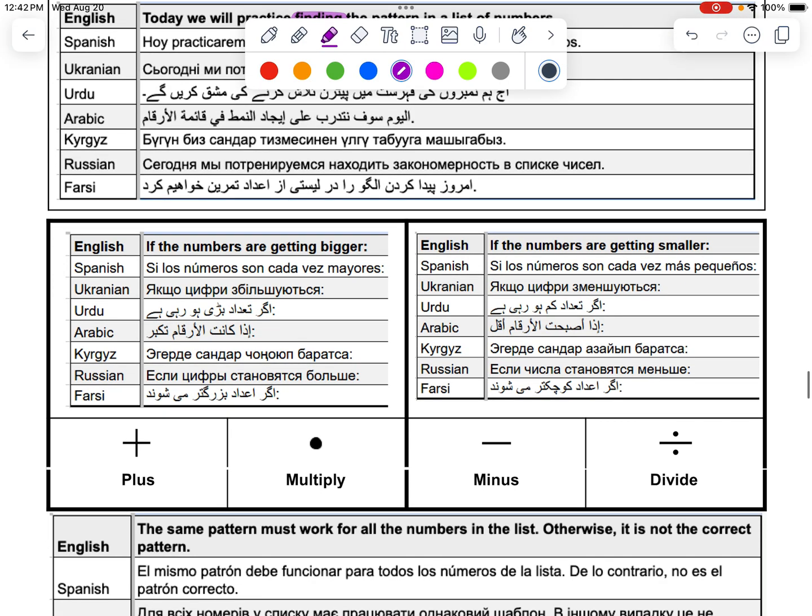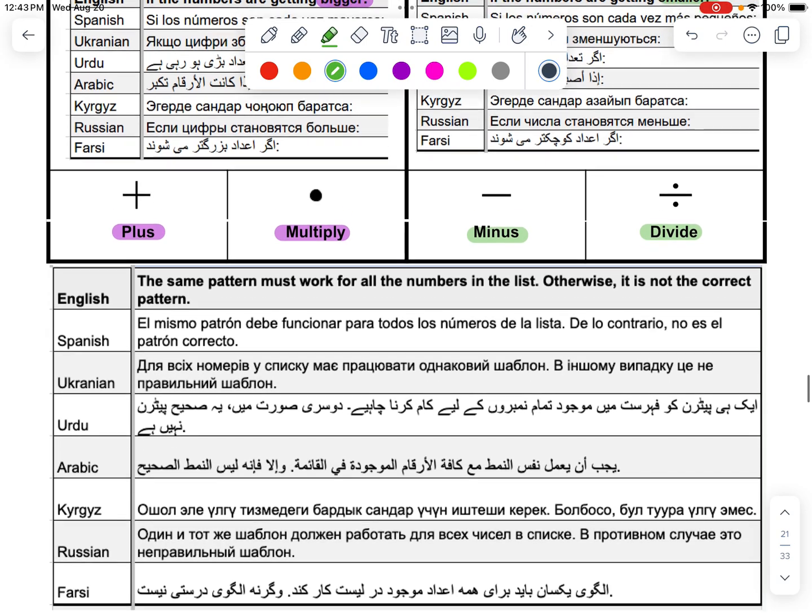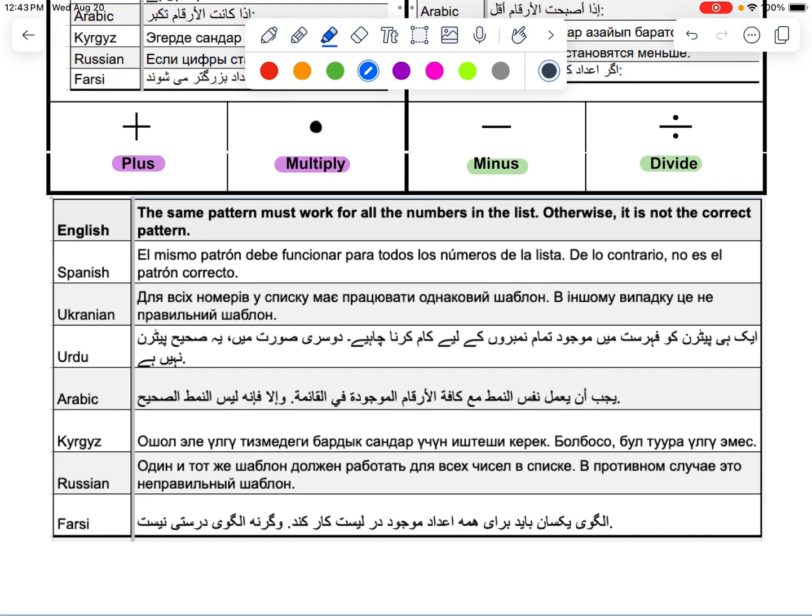Now, if the numbers are getting bigger, then the pattern will either be plus or multiply. If the numbers are getting smaller, then the pattern will either be minus or divide. The same pattern must work for all the numbers on the list. Otherwise, it is not the correct pattern.